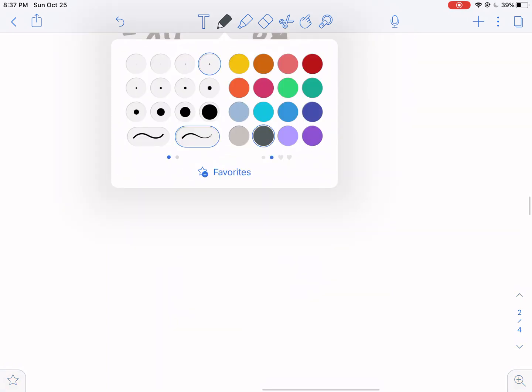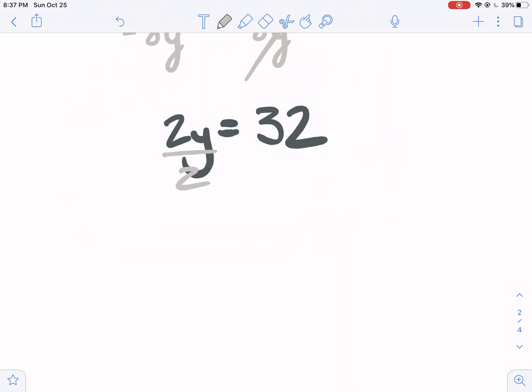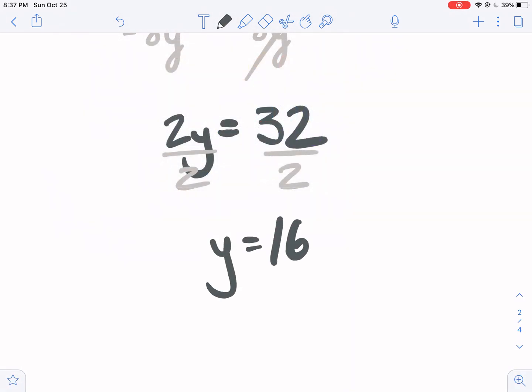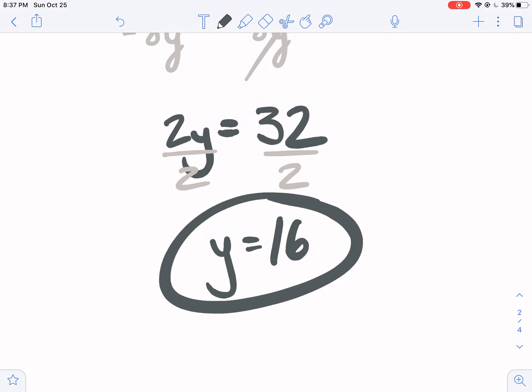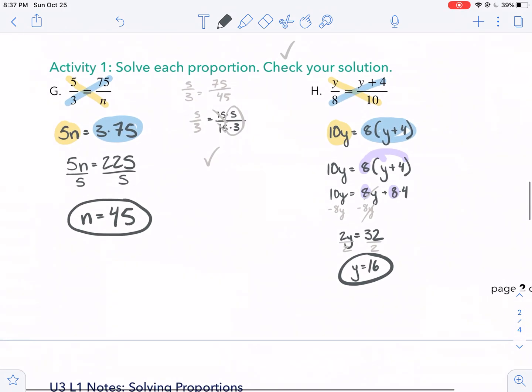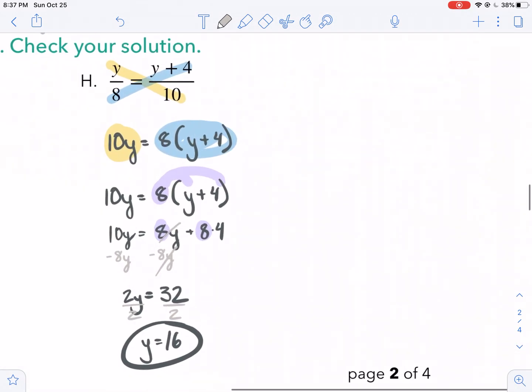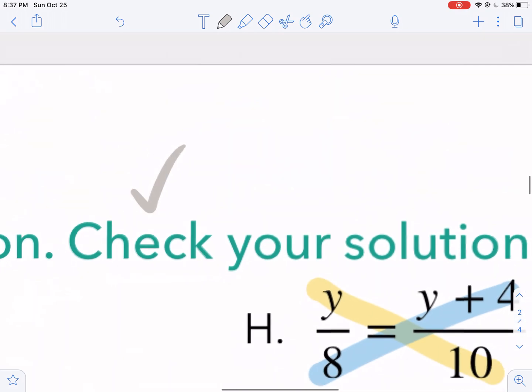And then we're almost done. We divide both sides by 2, giving us y equals 16. And then we nail it. Because it's so good, right? We nailed that problem. Well, let's check. Let's check if it's true. We got to honor the perfect check mark, you guys.